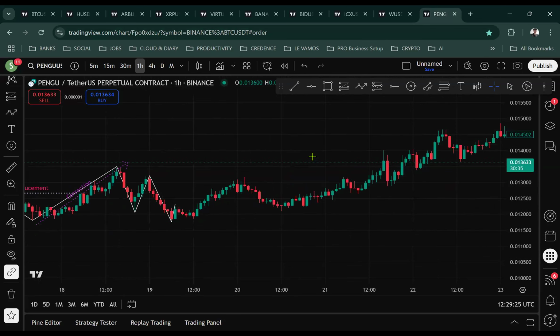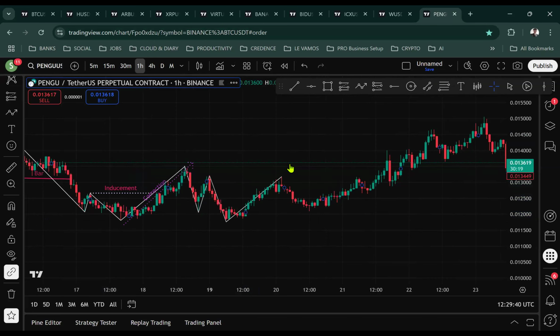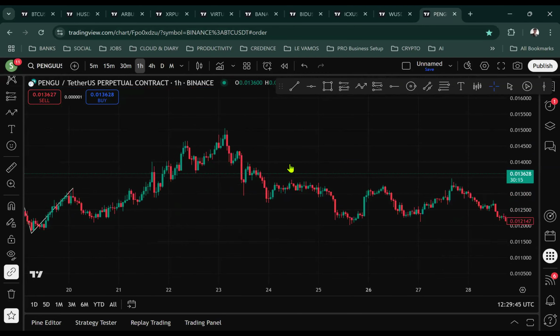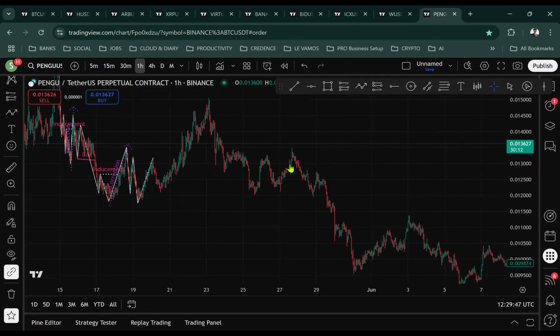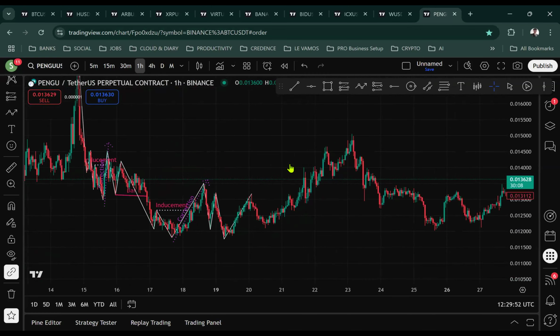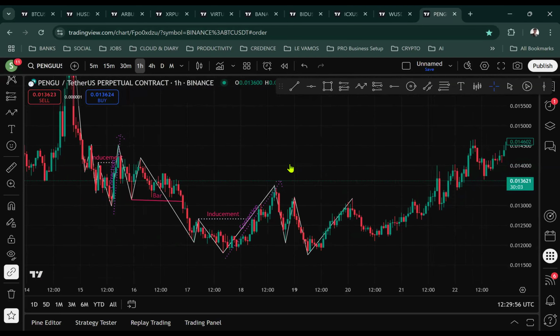From here, it's changing the trend. So maybe it will be like this. No, no, no, no. It's not changing the trend actually. It is a correction only.